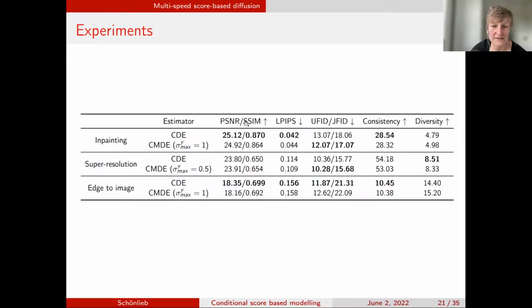And what you see here are, the first two are quality metrics for the reconstructed images, and this is, what's it called again?